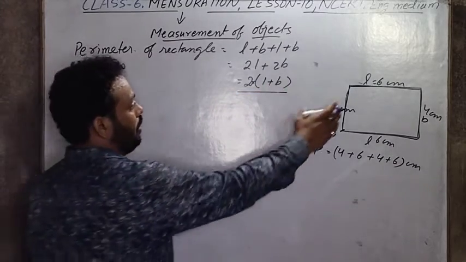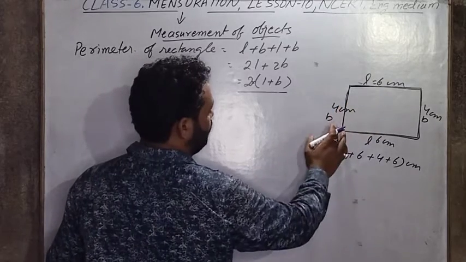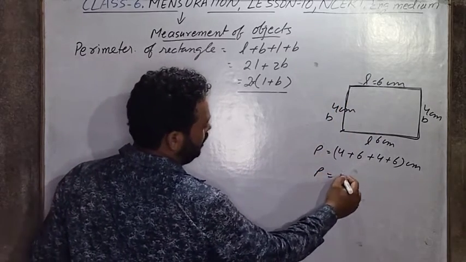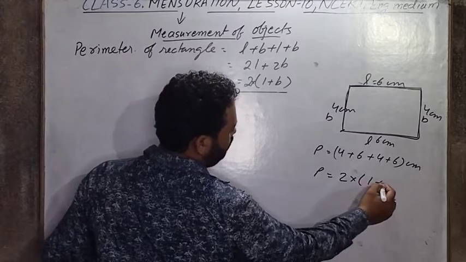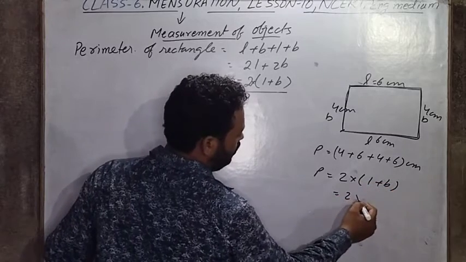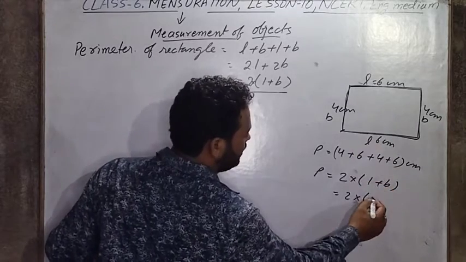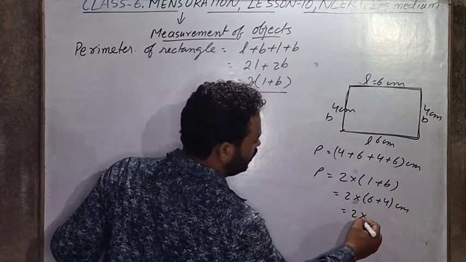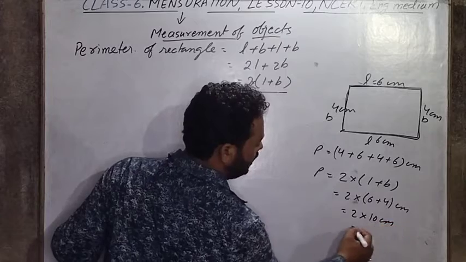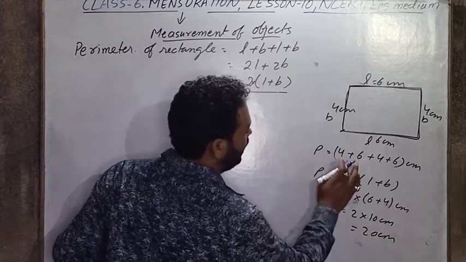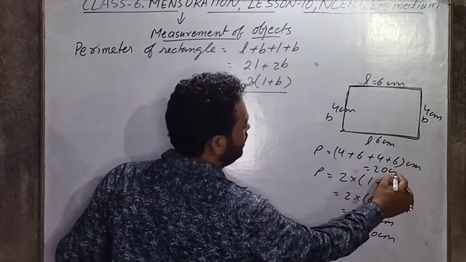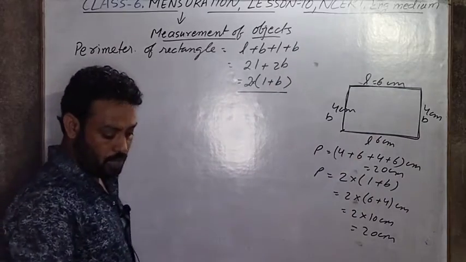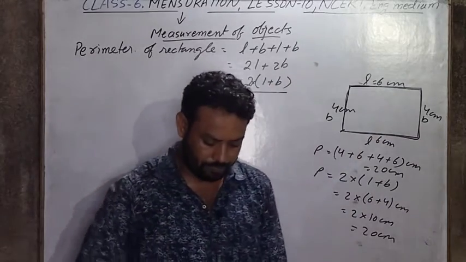Very clear? If length is given as 6 centimeter and breadth 4 centimeter, then the perimeter is simply 2 into (length plus breadth). Put the value of length, 6 centimeter, and breadth, 4 centimeter. That is 2 into 10 centimeter, that is 20 centimeter. If you add all the sides also, you will get 20 centimeter. So this is the general formula for perimeter.